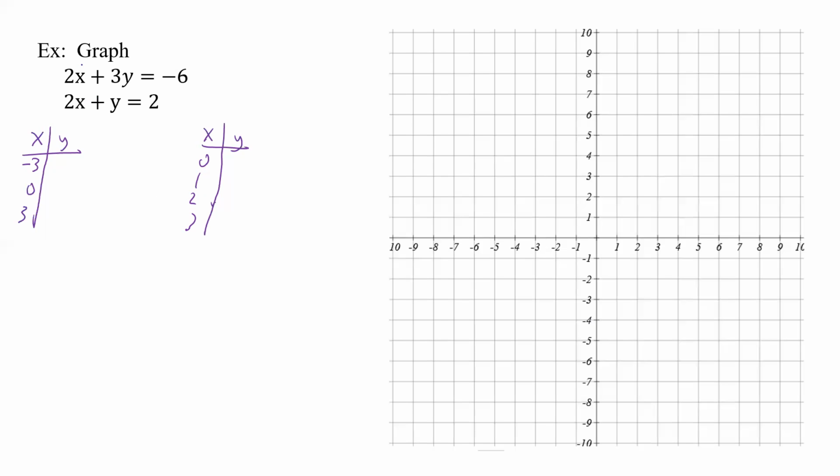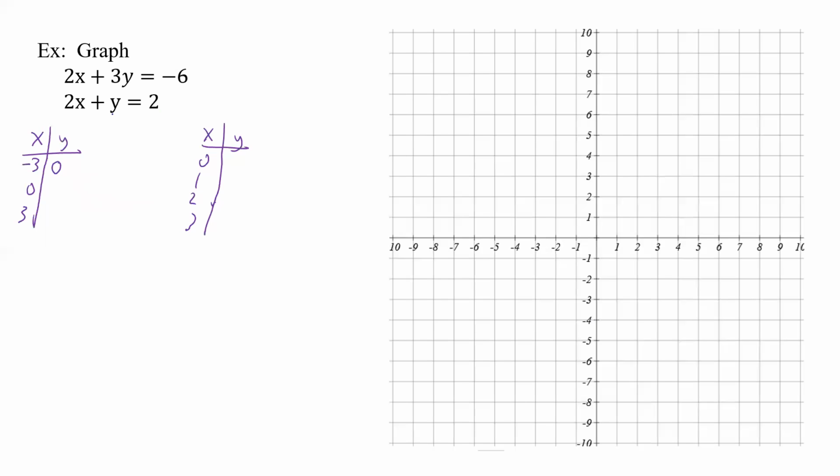So negative 3 for x. So that's going to give us a negative 6. Now, if we want to get rid of it here, we have to take it over here, and that's going to be adding 6 to that side. Well, 6 minus 6 is 0. Divided by 3 is going to be 0.